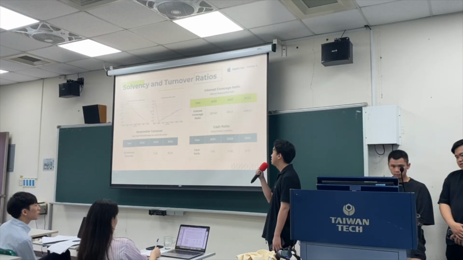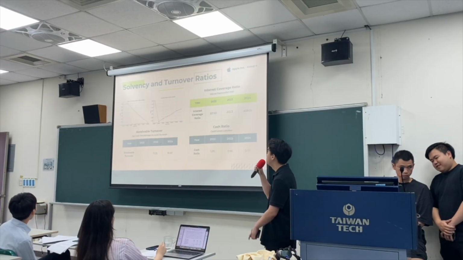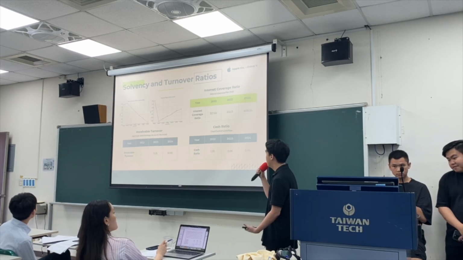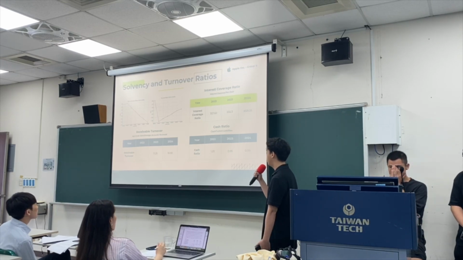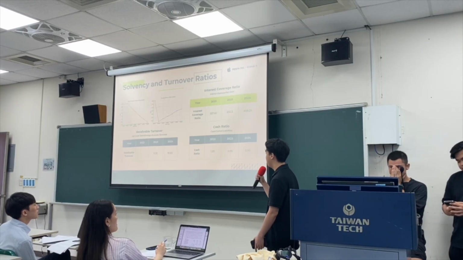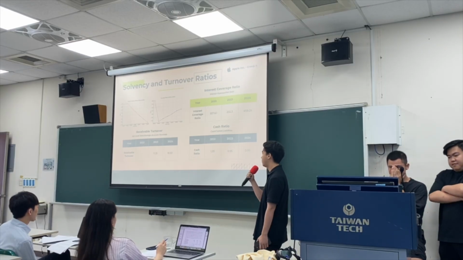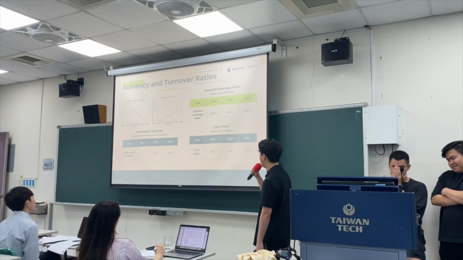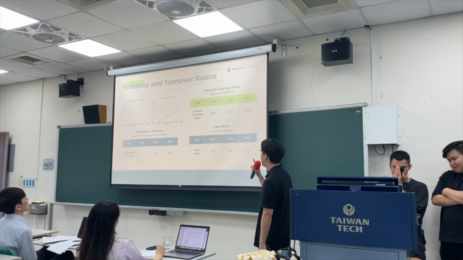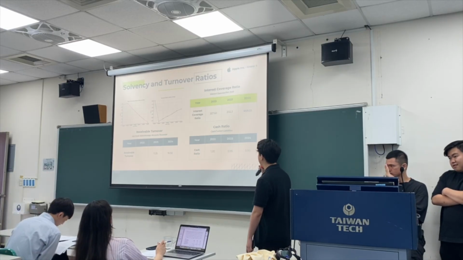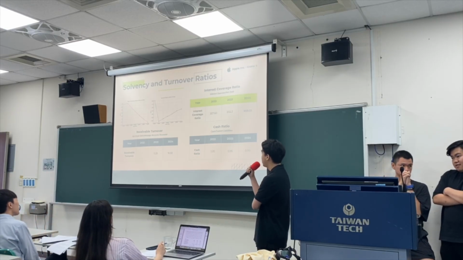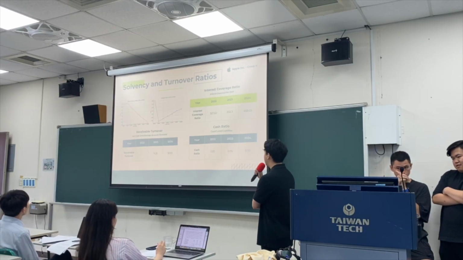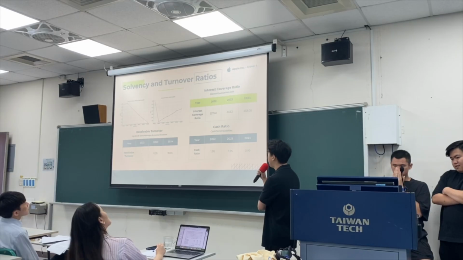Next one is the solvency and the turnover ratio. The interest coverage ratio is more than 100, which shows that we don't need to be afraid of Apple going out of business for maybe the next 5 or 10 years. And the cash ratio is also mostly close to or higher than 1. So we also know that Apple can use only its cash to fulfill all its short-term liabilities.